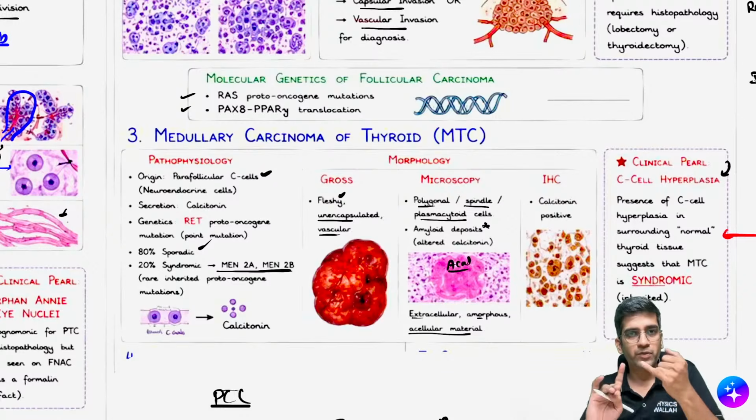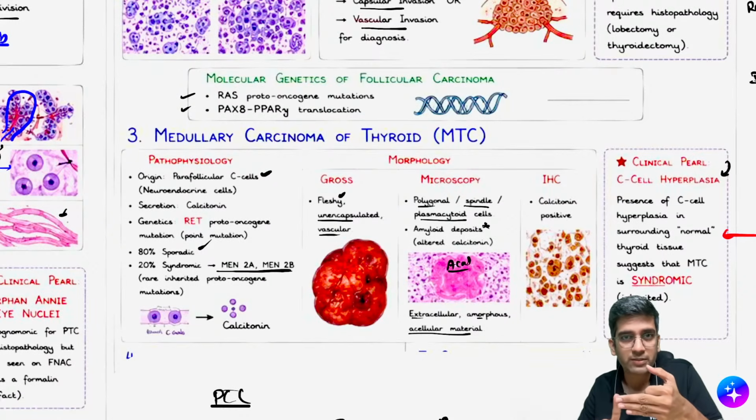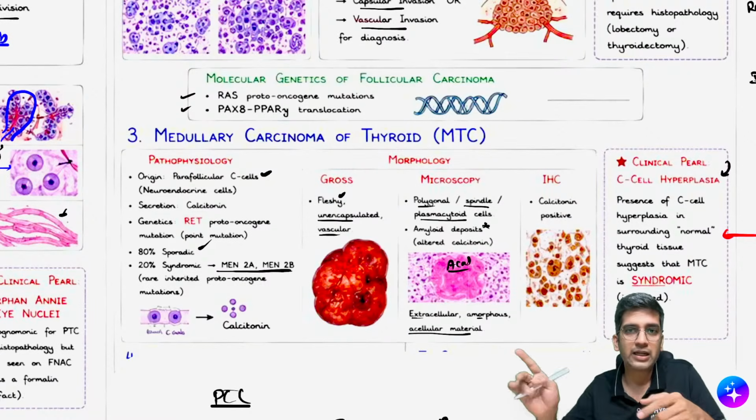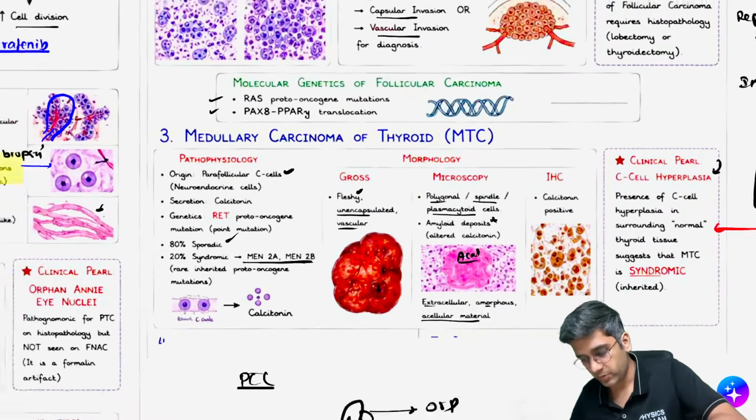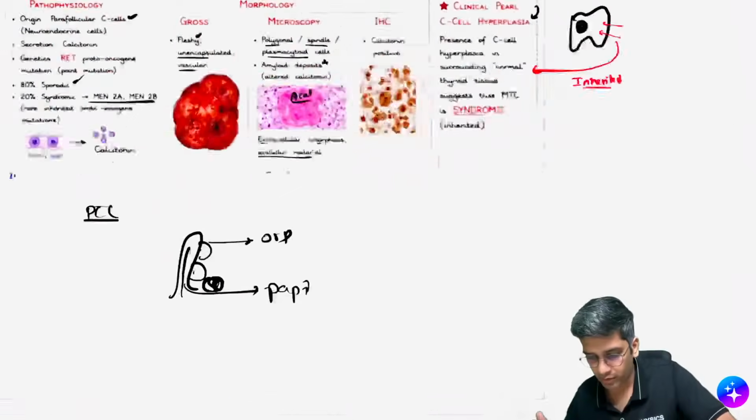Simple way to diagnose. Remember about the mutation. Remember they are soft on gross. Remember about amyloid, the IHC marker, and C cell hyperplasia. That should be more than enough, right? We'll zoom out. That's with respect to your thyroid lesions.